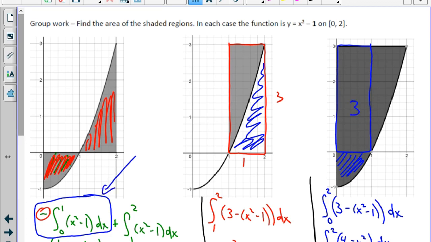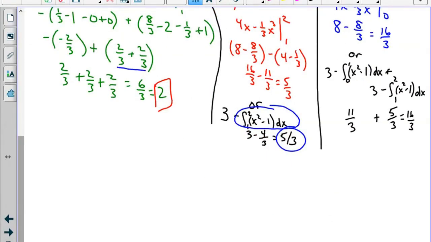3 minus this integral. Then I also have over here the rectangle 3, and then I'm going to subtract this red shaded area, which over here we found to be the integral from 1 to 2 of x squared minus 1. So I did that in black. So I have 3 minus that integral. And then I added 3 minus the second integral. Since I already calculated this, that was negative 2/3.